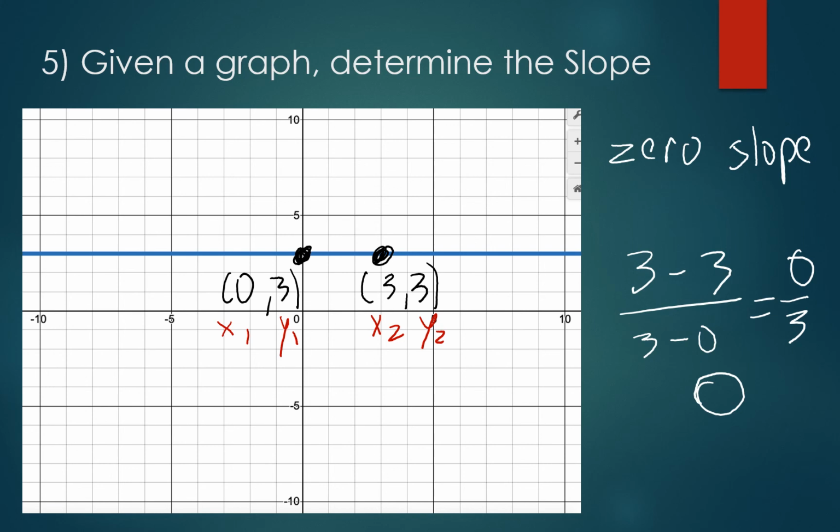But we can still write the equation of it though. The equation of this line would be y equals 3 because it crosses the y-axis at 3. So y equals 3.